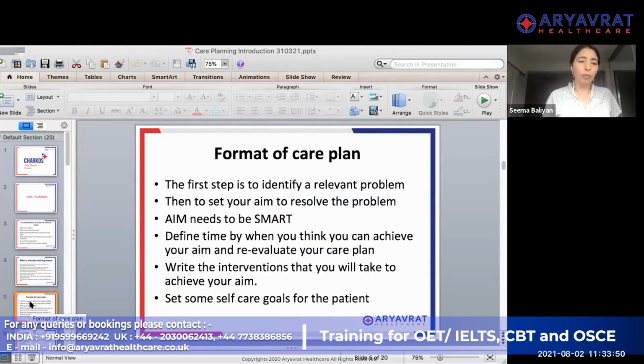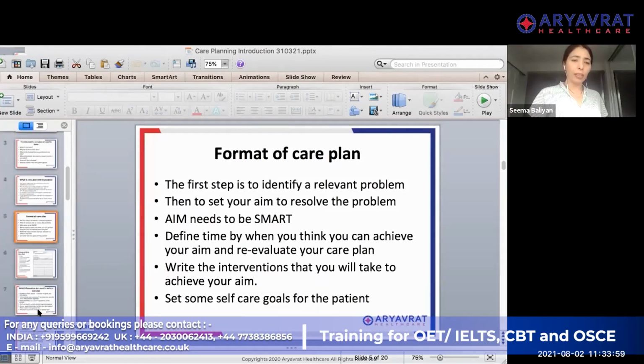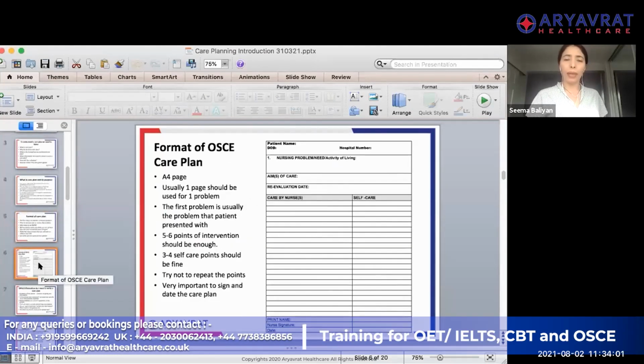So then we come to the format of the care plan. If I go to the next slide, I think you will be able to understand better. That is the current format of the care plan for the exam purpose. This is how a care plan format will look. It is usually one A4 sheet, and on both sides it is going to be the same sort of thing.